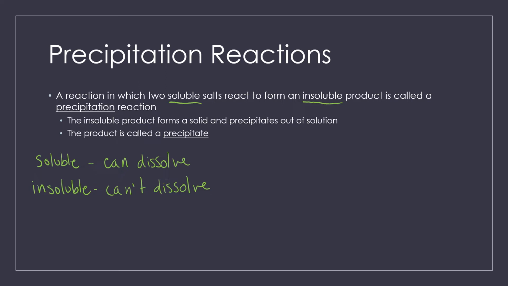Now, let's keep reading. The insoluble product forms a solid and precipitates out of solution. The product is called a precipitate. So we see this word precipitation, precipitates, and precipitate. They're a lot of the same root word, right? But they're being used in completely different ways. Right here, it precipitates out of solution. This is being used like a verb, and this one, the product is called a precipitate, is a noun. What you just have to realize is that this word is really interchangeable. We use it a lot, and you just need to know that it means that a solid is forming and coming out of solution.